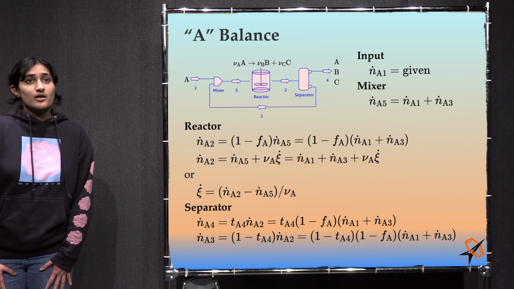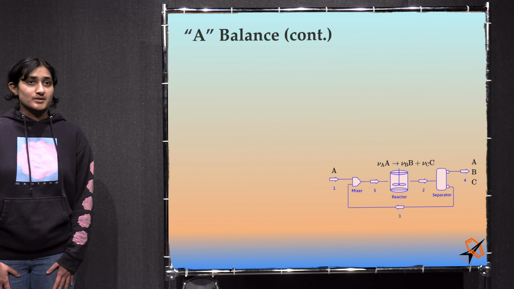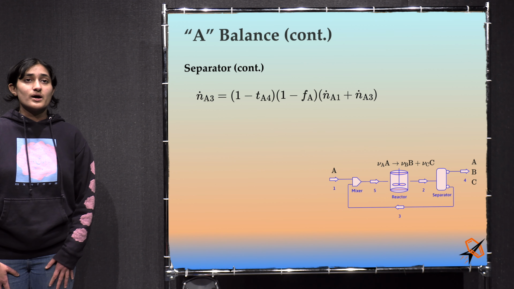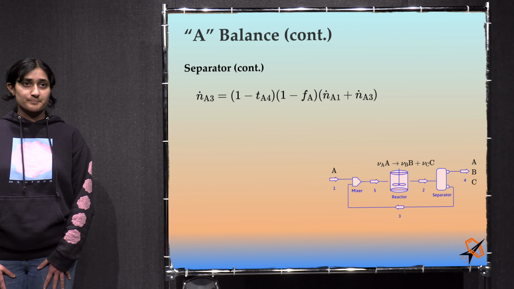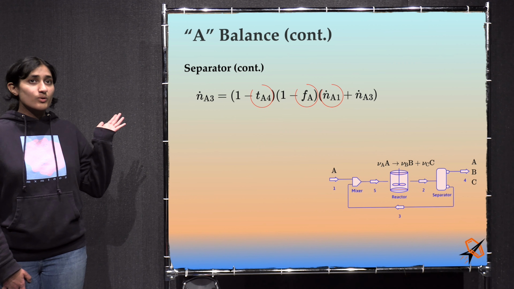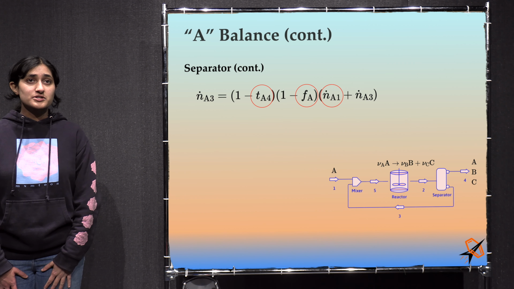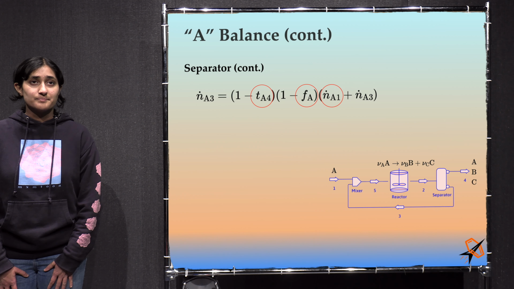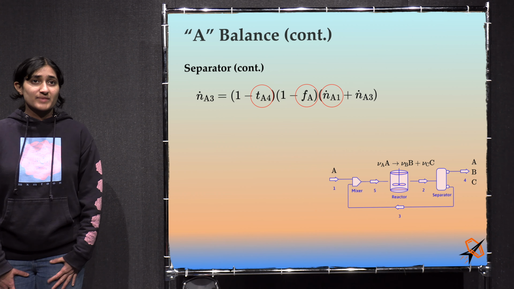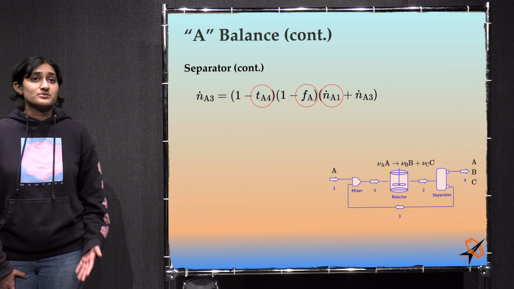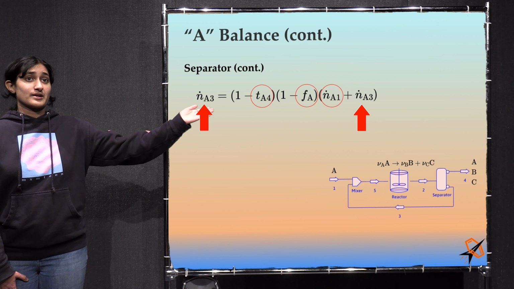Or are we? We'll start with the last equation for the separator, n.A3 equals 1 minus Ta4 times 1 minus Fa times n.A1 plus n.A3. As before, we know the split fraction, the fractional conversion, and the input of A, n.A1. Since we've gone completely around this recycle loop, we should be pretty much done. If we look closely, we'll see that the unknowns are n.A3 and n.A3.